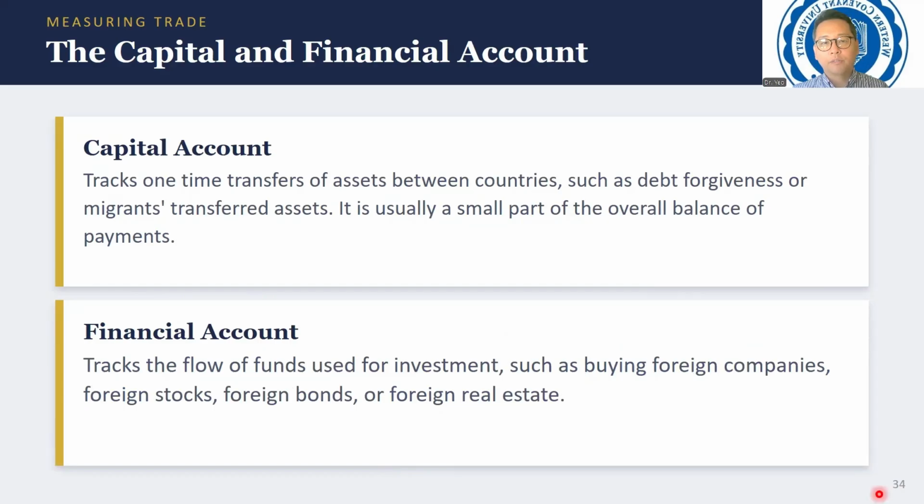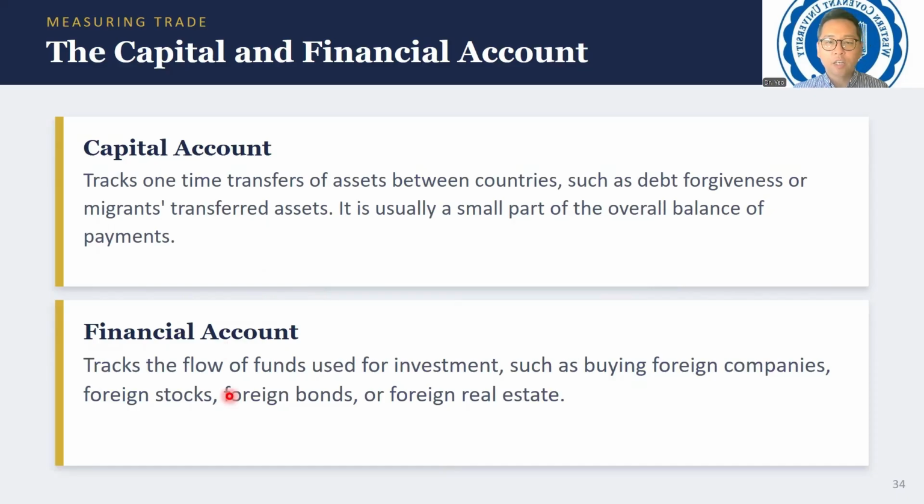The second part of the balance of payments is made up of the capital account and the financial account. The capital account tracks one-time transfers of assets between countries, such as debt forgiveness or assets that migrants bring with them when they move permanently to a new country. This is usually a fairly small part of the overall balance of payments.